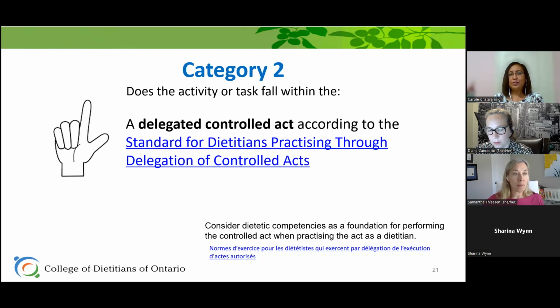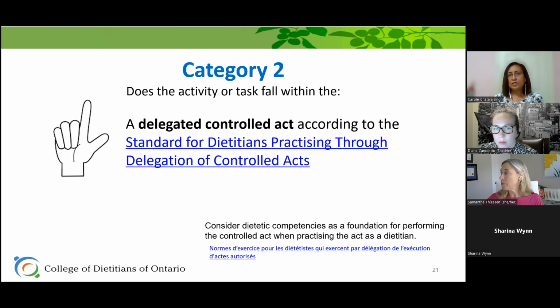So category 2 is about whether the task or activity falls within the performance of a delegated controlled act. We have detailed guidance and performance expectations outlined in the standard for dietitians while practicing through a delegation of a controlled act. If you are doing this, it's important to go through that standard to ensure that you're following all of the practice expectations there.